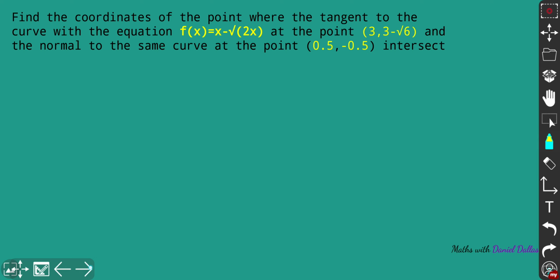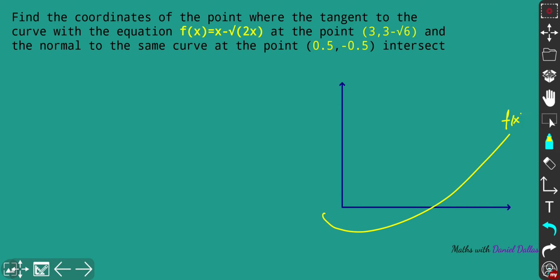So you have to find basically the coordinates of the point of intersection of the tangent line at one point to the curve with the normal to the same curve but at probably a different point. I'll just briefly try to draw up the situation in this case. So let's pretend that this is the curve f(x), okay? That's your curve, and you have one point and let's say probably another one.